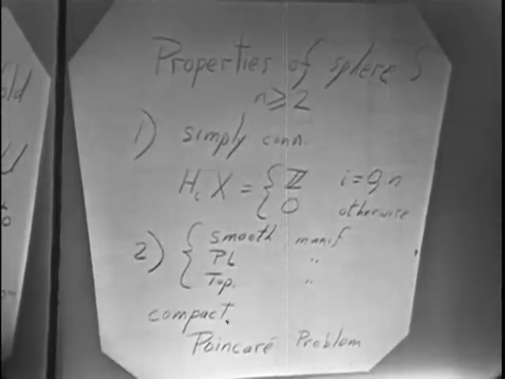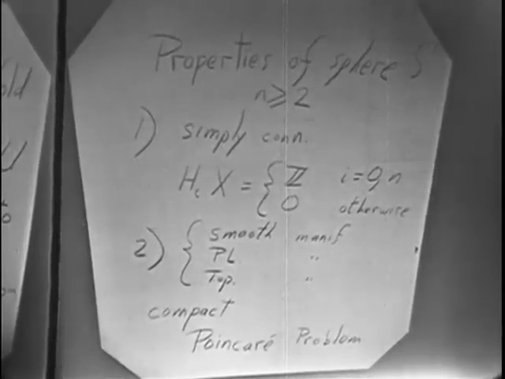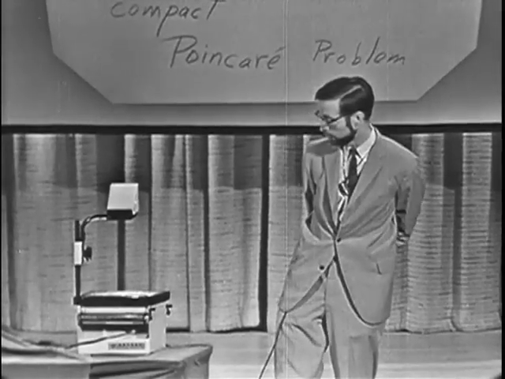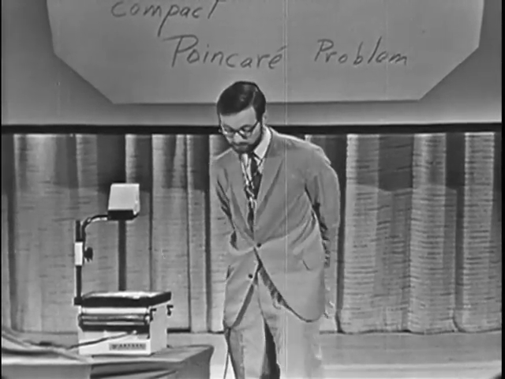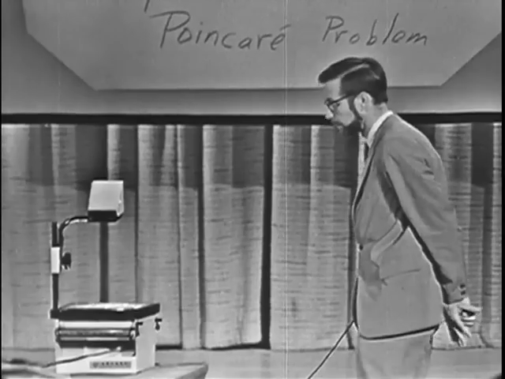It's just the question of whether these properties which I've listed are sufficient to characterize the sphere among all objects in the given category. So in the smooth case, the question is, if we have a smooth manifold which has the homotopy type of a sphere, does it then follow that it's actually diffeomorphic to a sphere?